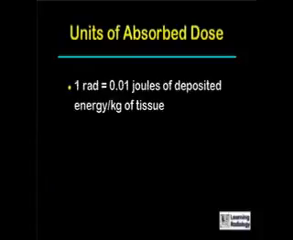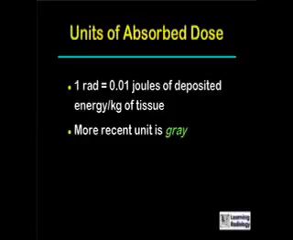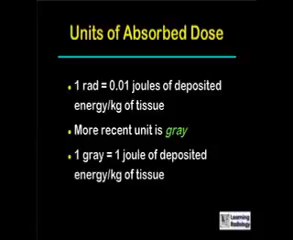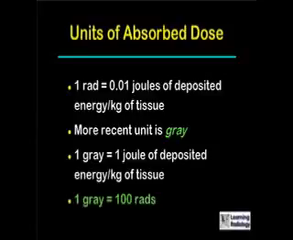Let's talk a little bit about the units of absorbed dose in radiation. The unit that had previously been used was called the rad for radiation absorbed dose, and 1 rad was defined as 1/100th of a joule of deposited energy per kilogram of tissue. Today, the unit that is used to express absorbed dose is called the gray. 1 gray is equal to 1 joule of deposited energy per kilogram of tissue, and therefore 1 gray is equal to 100 rads. We'll use both gray and rads in the course of this talk.